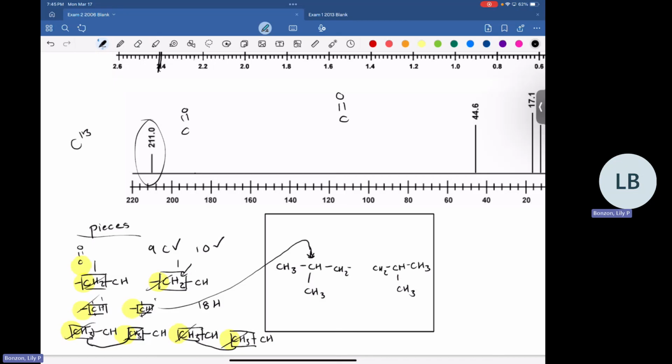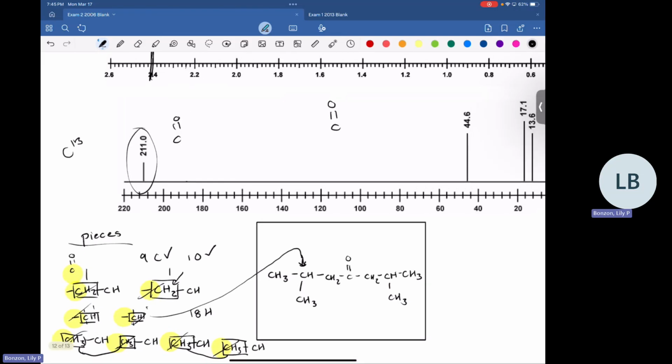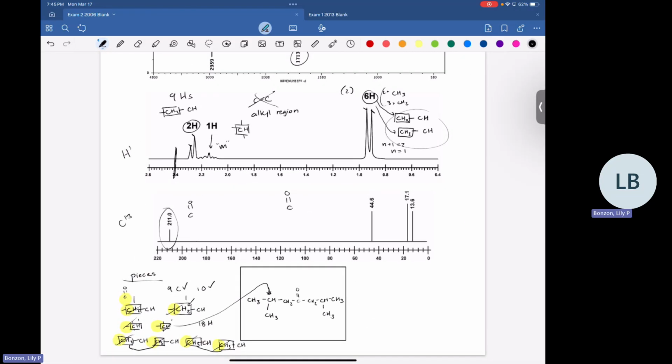So now all we have left is the ketone. So we're just going to throw that in the middle, and it looks good. If you recheck the splitting patterns, everything should look good. We've got that symmetry, which means that, again, our splitting pattern is good. So yeah, any questions on that spec?